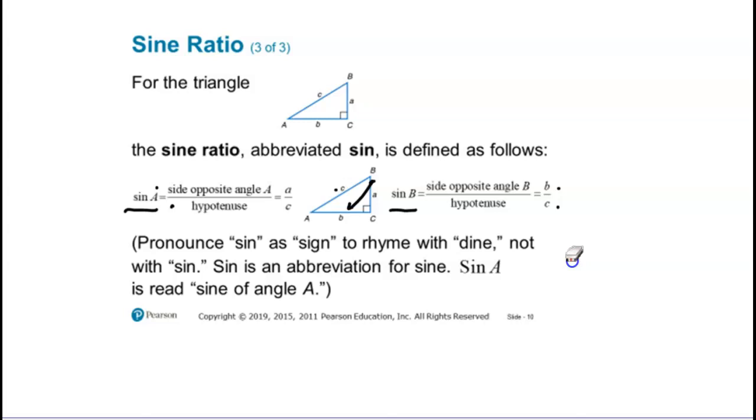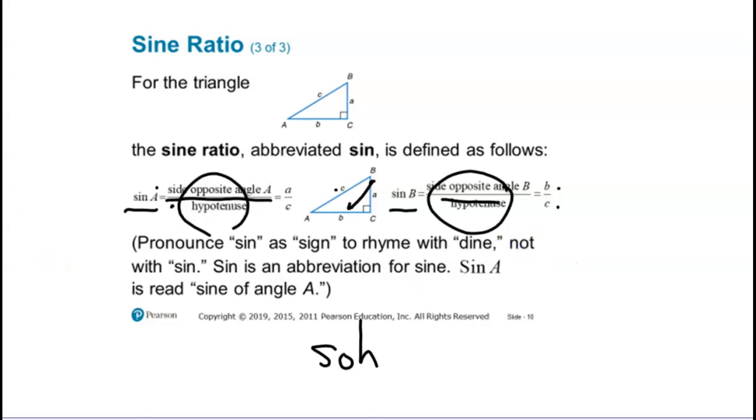Basically, sine is the opposite over hypotenuse. Opposite over hypotenuse. Okay? So that's where the abbreviation SO comes from. Sine, opposite over hypotenuse. Okay?